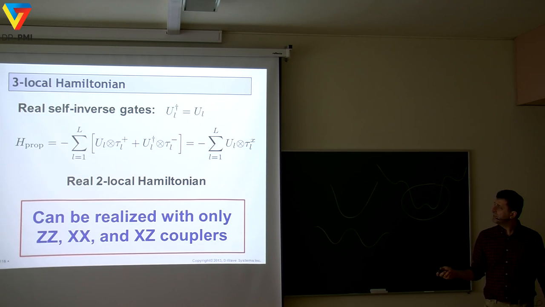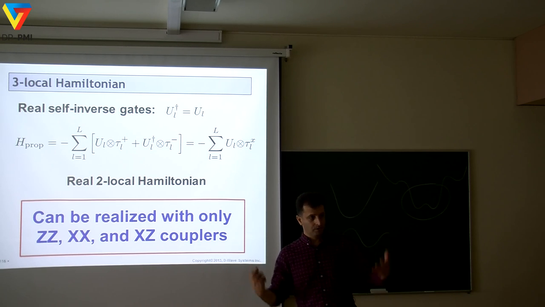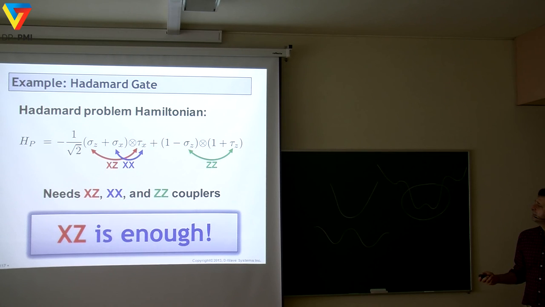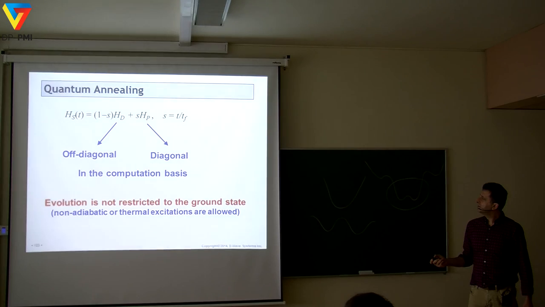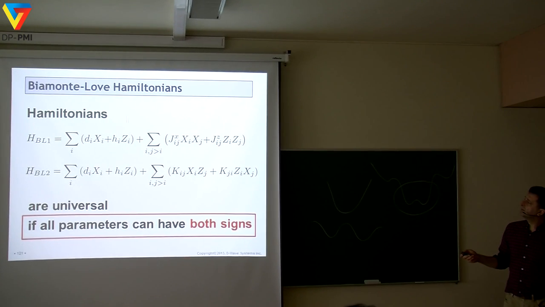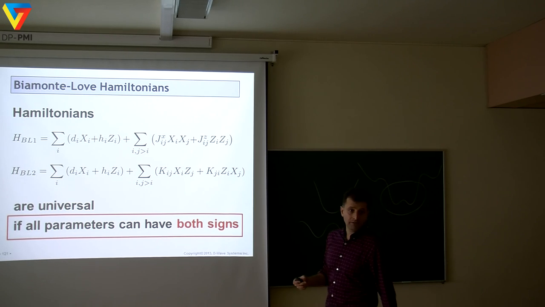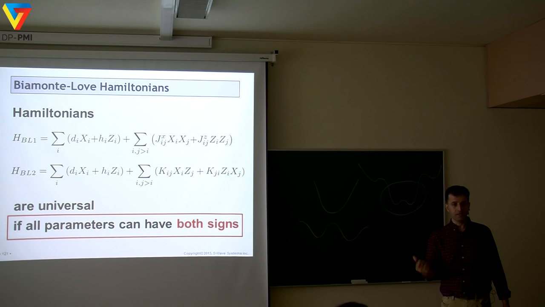I don't want to go through the perturbation gadget details, but it turns out that if you have XX, ZZ and XZ coupling, it's actually enough to realize a universal Hamiltonian. And it was actually shown by Biamonte and Peter Love, I think. These are detailed perturbation gadgets. It was shown by Biamonte and Love that even XZ alone is enough. If you have an XZ coupler, it's enough to have a universal Hamiltonian, assuming that the D and H can both have signs, plus and minus.